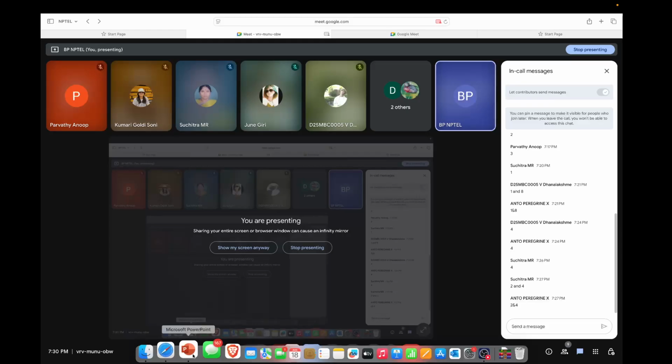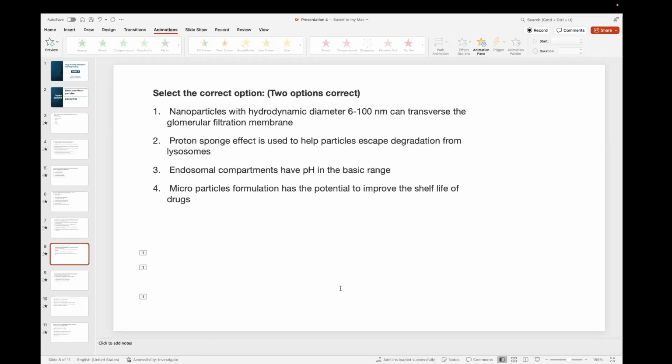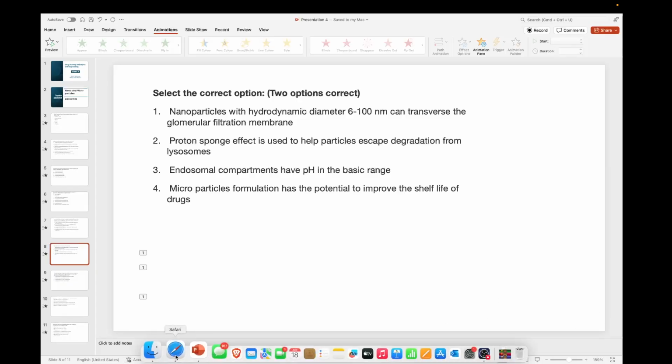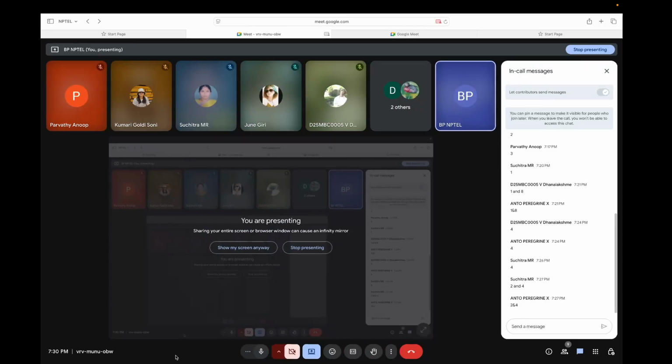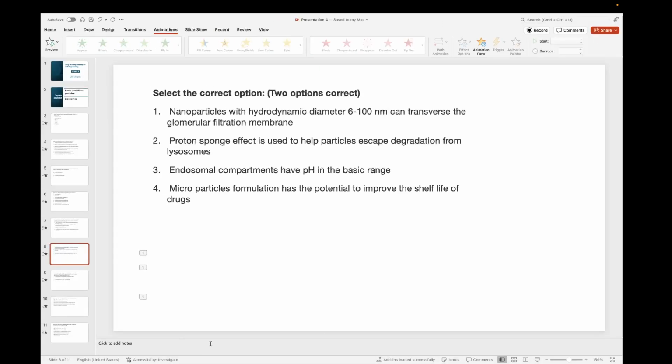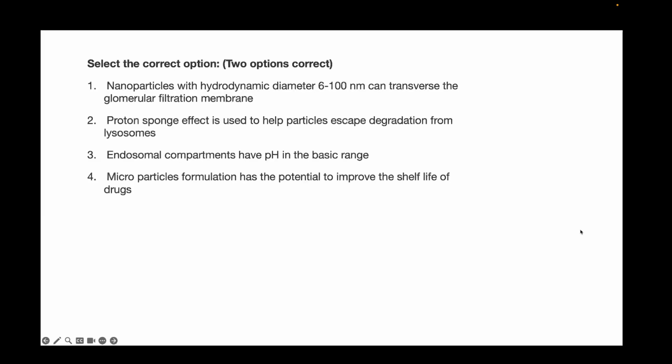Anybody would like to answer? Is 2 and 4 the answers for this question you guys have written? Okay, the correct statements here would be option 2 and 4.